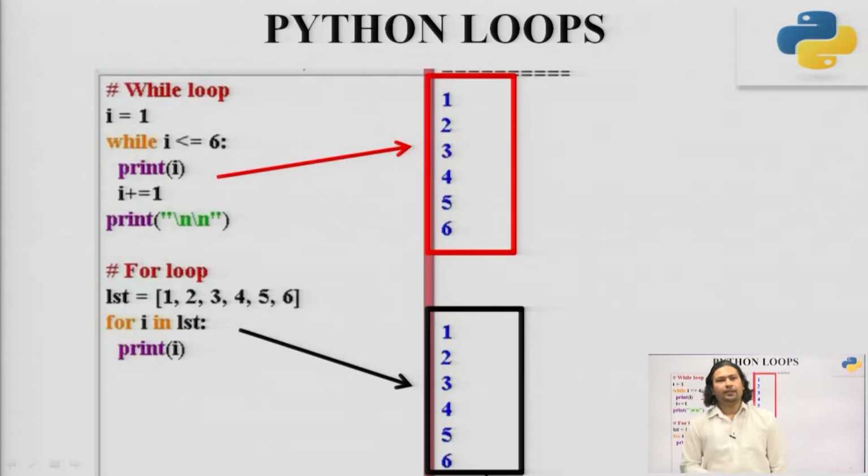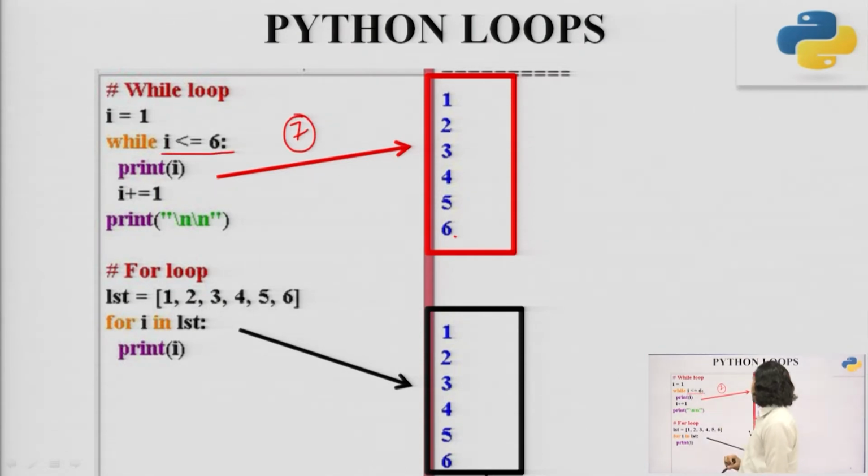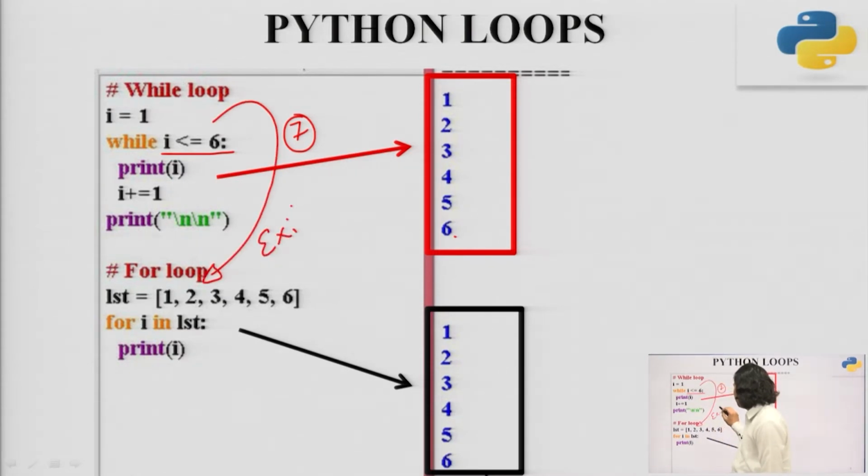Now, look at the output of this program. Here you can see that the output is generated from 1 to 6, because when the number becomes 7, it violates this condition, and ultimately the loop exits. Similarly, in the for loop we have only 6 numbers, and after that there is no 7th number.